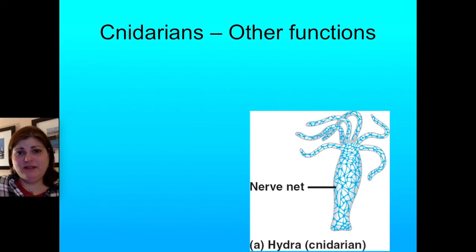As we talk about some of the basic body functions of Cnidaria, one of the most notable things, once again, is that they have radial symmetry. It's a great step up from having no symmetry at all, but it does limit them in that they can't have a head, and so they can't have a central area for a brain or ganglia. So instead they have a nerve net.